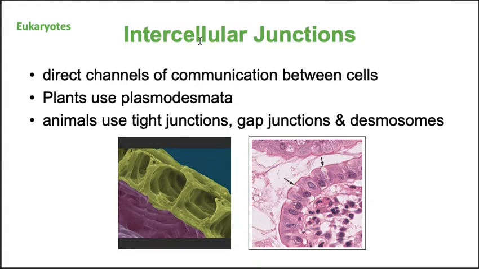And we have, as we mentioned, the plant junctions or connections. Well, animals have junctions or connections as well. And in animals, we call them tight junctions, gap junctions, and desmosomes. And they have specific, distinct roles, and you need to know each of those. So we're going to talk about that. So for plants and animals, these direct channels between cells allow them to communicate and allow for other special functions as well.